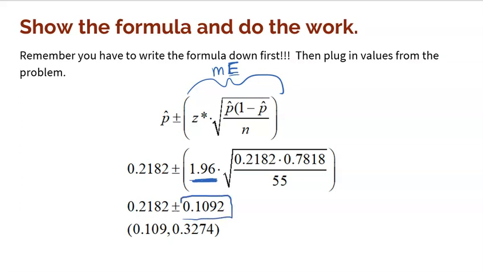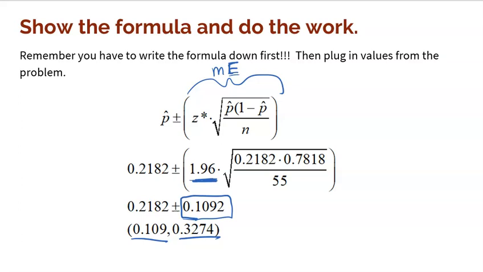The margin of error is how much I'm going to add and subtract, and that is 0.1092. So I'm going to take the 0.2182, add 0.1092 to get 0.3274, and subtract 0.1092 to get 0.109. So those are the two sides of my interval, the left and right of my interval.